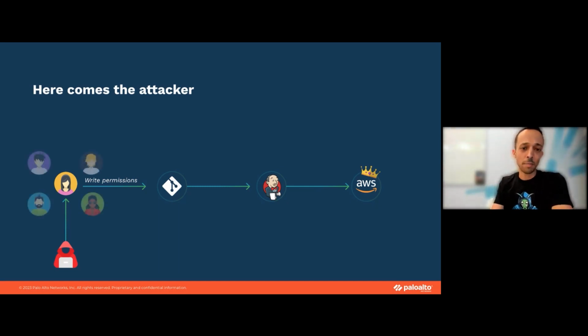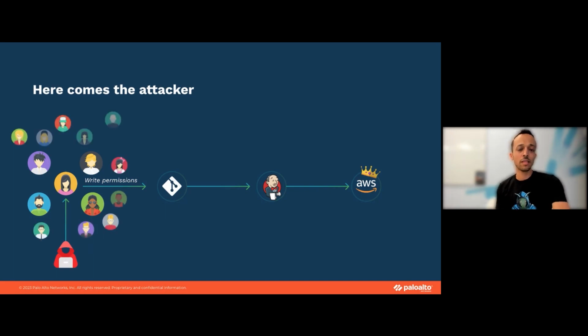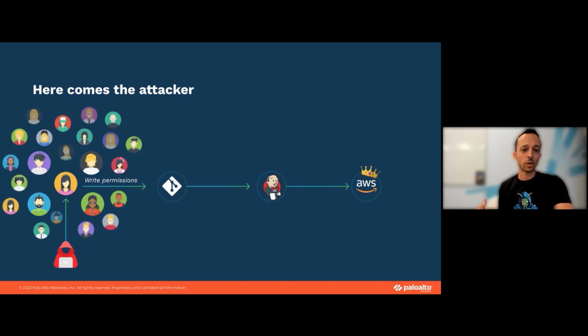But lucky for the attacker, this developer probably doesn't work alone. They're part of a bigger team working together on this code project. Each of them has the required permissions on that repo, and now the attacker needs to hijack one of their accounts to move forward. But that still sounds a bit challenging, right?